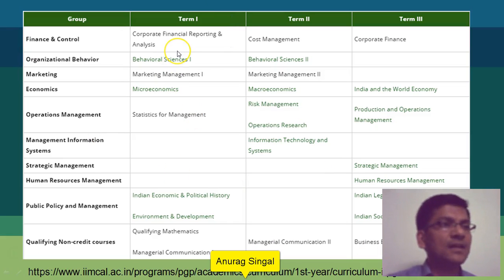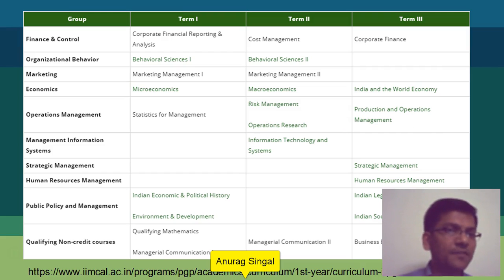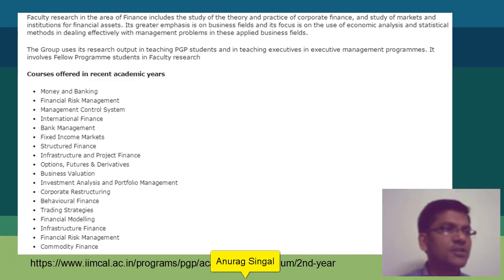Now if this is IIM Ahmedabad, this is IIM Calcutta. Again, they have corporate finance, behavioral science, marketing management, microeconomics, statistics for management, Indian economy and political history, environment and development, quantitative mathematics, cost management, macro, risk, corporate finance. So many. You just run through the course, but you will get a very good basic idea of each course because of the case study methodology.